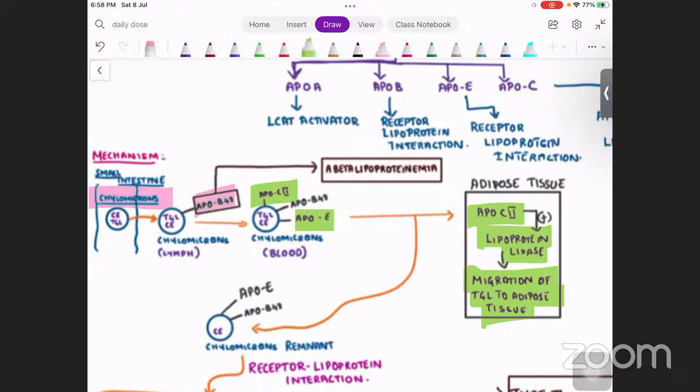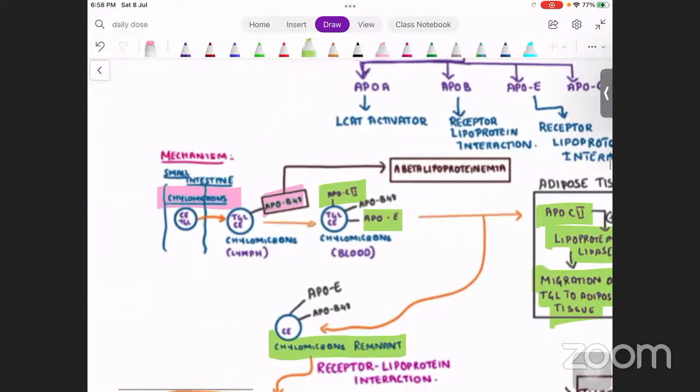Now what happened? The chylomicron size will be reduced, right? So the chylomicron will become a chylomicron remnant. Once it has become a chylomicron remnant, what does it contain? Only ApoE and ApoB48. Now the size is perfect enough to enter into the liver.